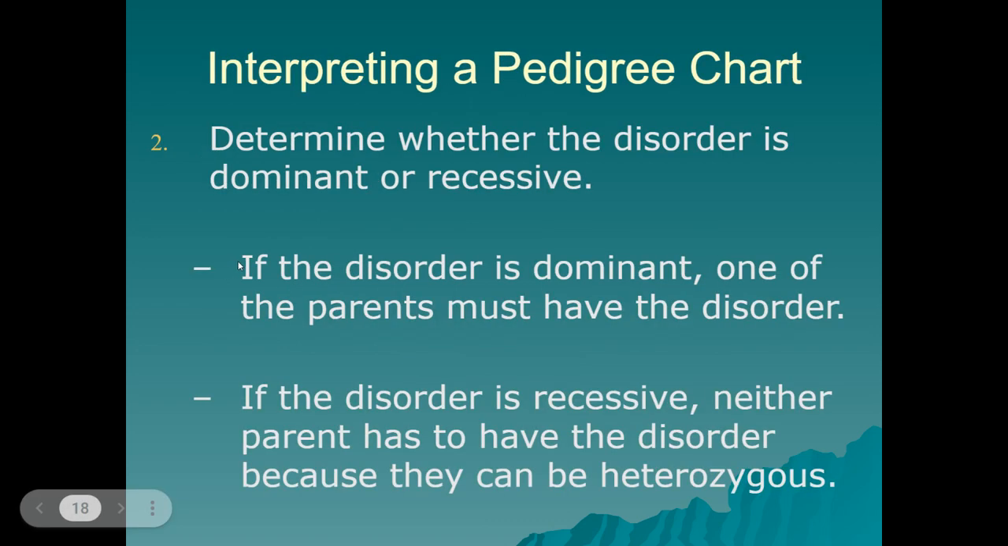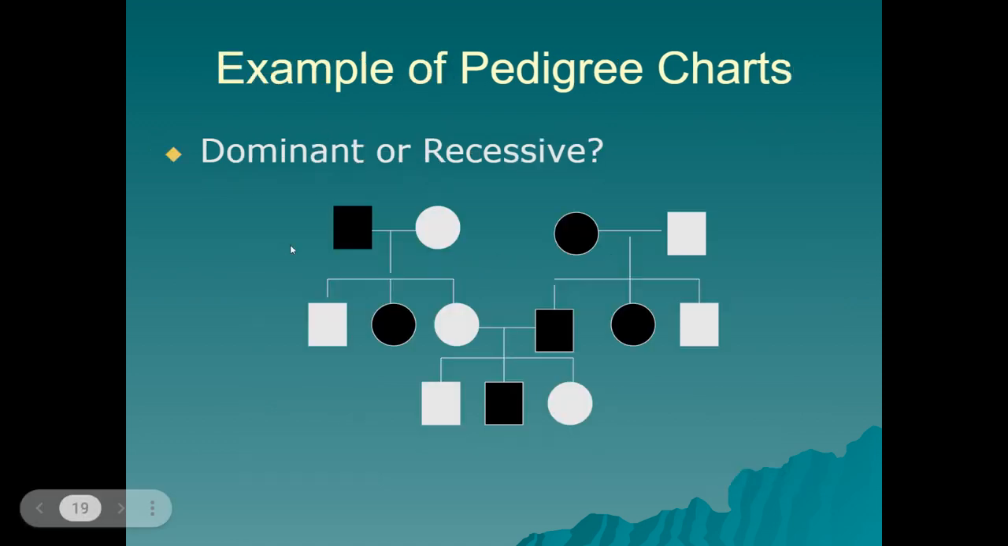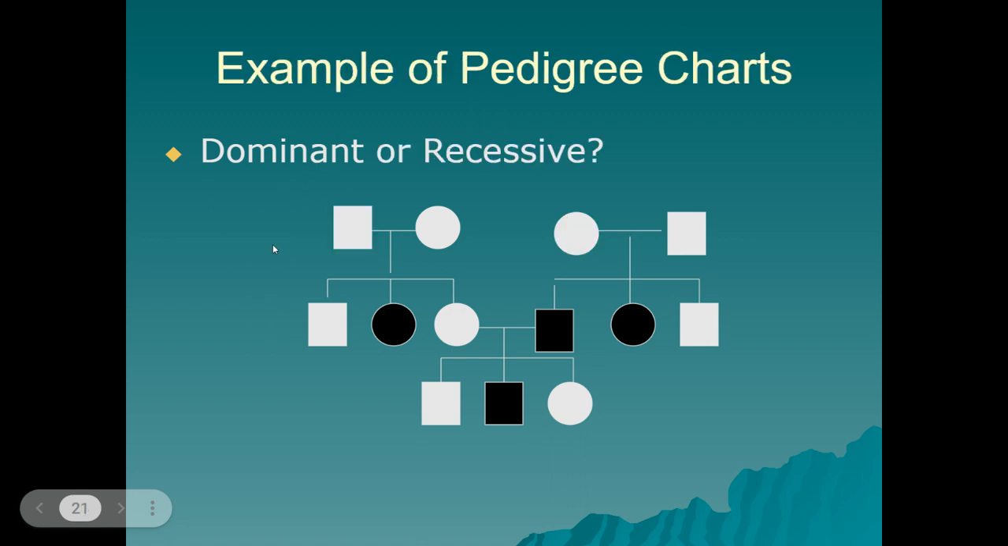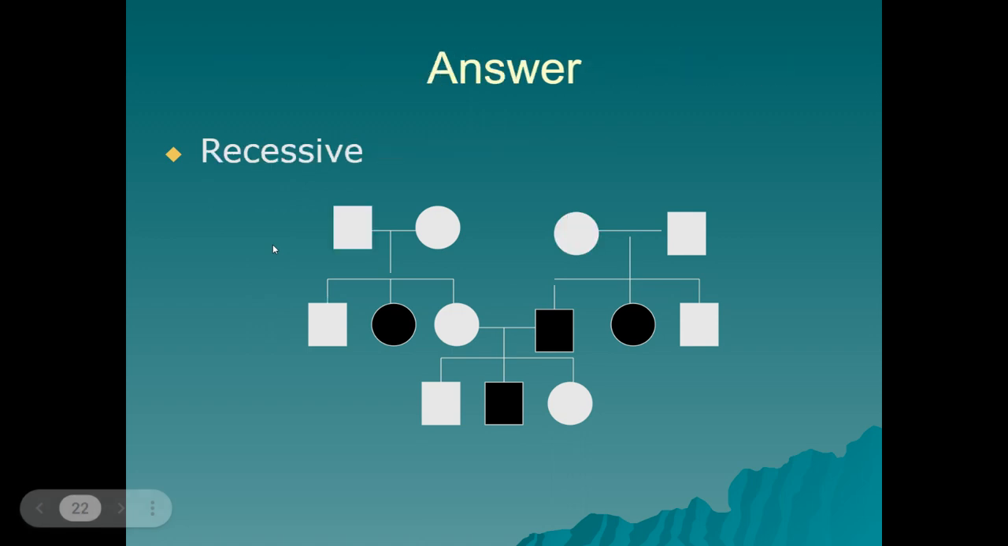Now, interpreting a pedigree chart, determine whether the disorder is dominant or recessive. If the disorder is dominant, one or more of the parents must have the disorder. Well, one of the parents has the disorder. If the disorder is recessive, neither parent has to have the disorder because they can be heterozygous. Okay, so is this an example of a dominant or recessive trait being represented in the pedigree chart? Well, it's dominant, because you can see at least one parent has the trait. Okay, is this dominant or recessive? Oh, it's recessive because you can see parents don't have the trait.